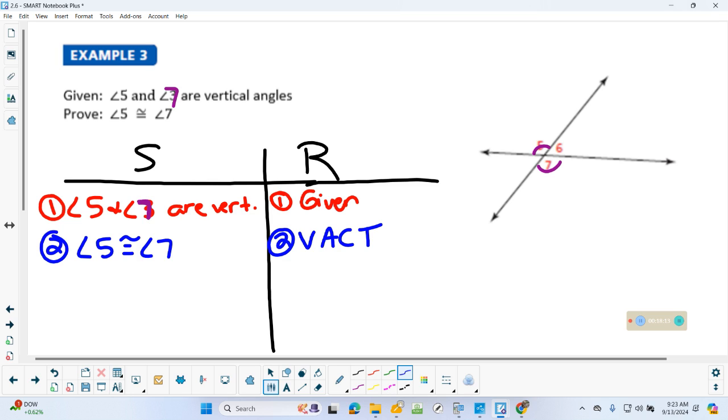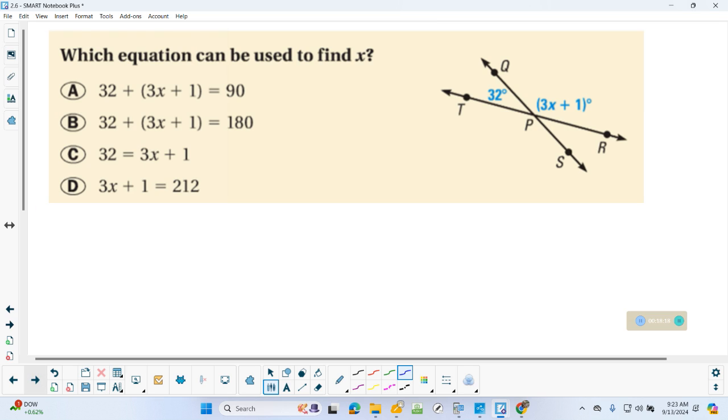All right. Hey, we're going to do something with numbers. I thought I'd give you a break from proof writing for a second. Which equation can be used to solve for x? We don't even have to actually solve the equation. We just have to pick it out.